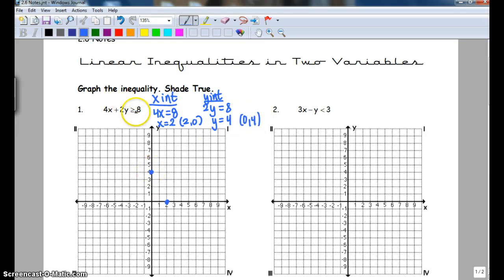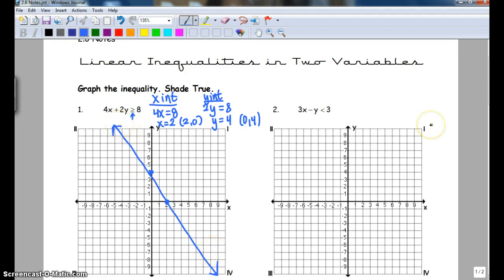You could also choose to solve this for y and put it into slope-intercept form if you would prefer. I'm going to do that for the next problem over here. Now once you have your intercepts graphed, you have to look at your inequality symbol. Because we have a greater than or equal to sign, this equal to part makes the line solid. So when you draw your line, just draw it like you normally would.